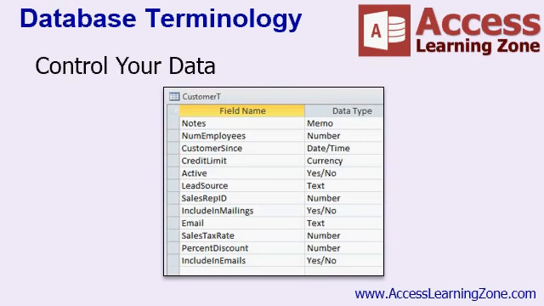One of the problems with spreadsheets and older database applications is that you have little or no control over what kinds of information get put into your database fields. With Access, you can specify exactly what types of data the user can type into each field.